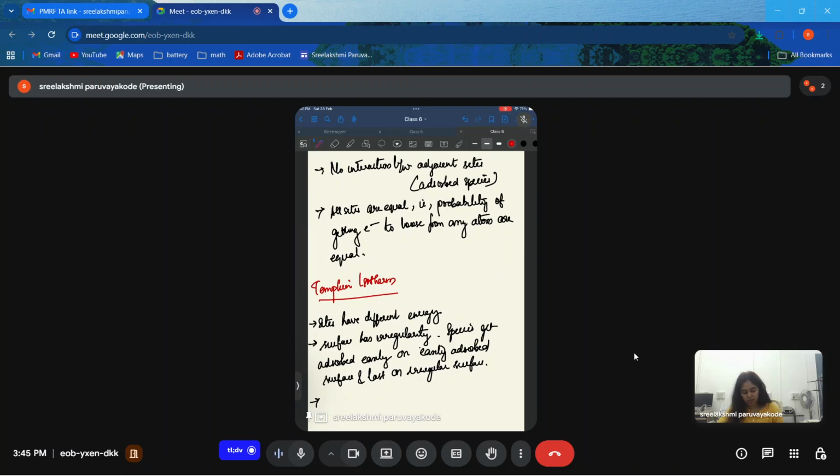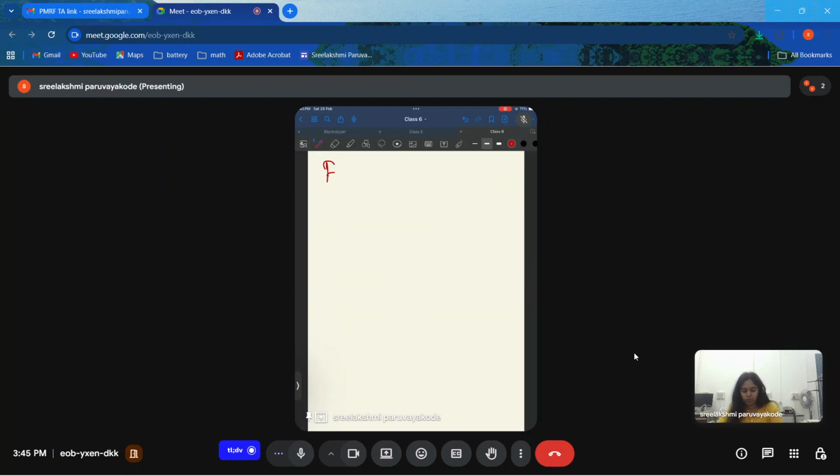There is another isotherm, which is the Frumkin isotherm. In the Langmuir isotherm, we say that there is only one layer of adsorption, but according to this one, another layer can get adsorbed over it.